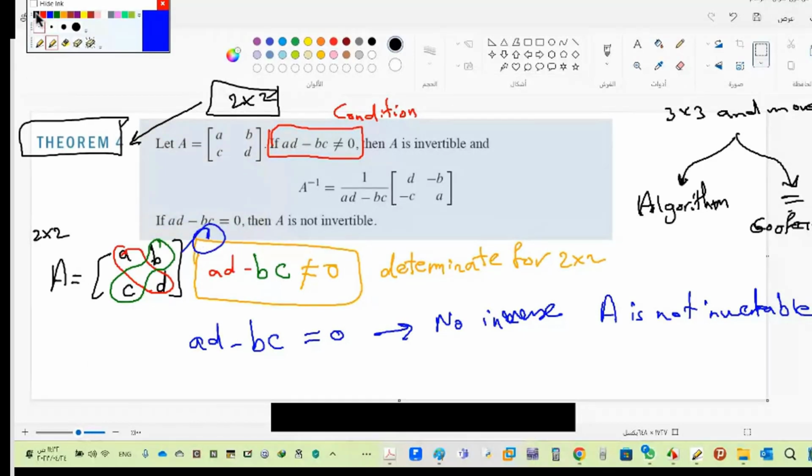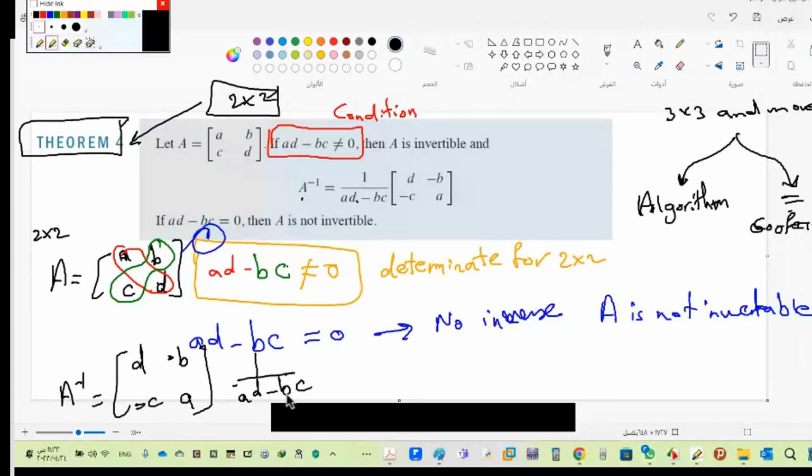Second thing, A minus 1 is 1 over ad minus bc times this: change the elements of the main diagonal, so A minus 1 will be, see a, d, it will be d, a. Change the position. Then change the sign: minus b, minus c. And absolutely multiply by 1 over ad minus bc, don't forget. Is this theorem clear? Should I explain more?